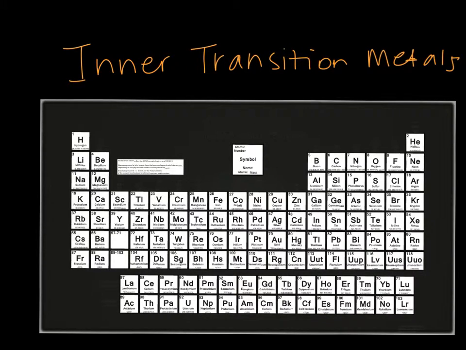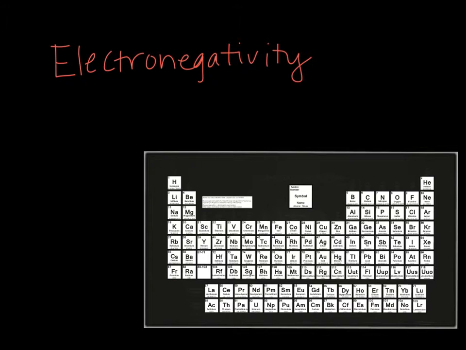So the inner transition metals are down here, and they're called that because they go inside the other transition metals on the periodic table. You'll also see them referred to as the actinide and lanthanide series. So now we're going to talk about the trends.